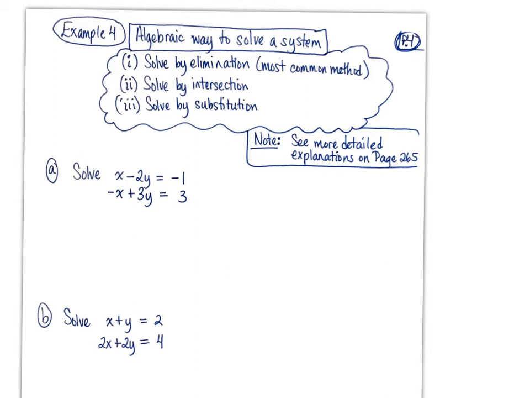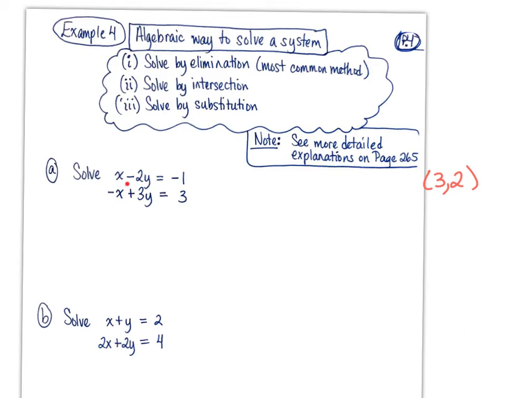So for part A, we want to solve x minus 2y equals -1 and negative x plus 3y equals 3. Notice that this is the exact same example that we did in part A of example 3, right? But this time we're going to use a different method. You already know that your answer should be what? The pair 3, 2, right? You know your answer should be the point 3, 2, but now we're going to use a different method to get it. Okay?